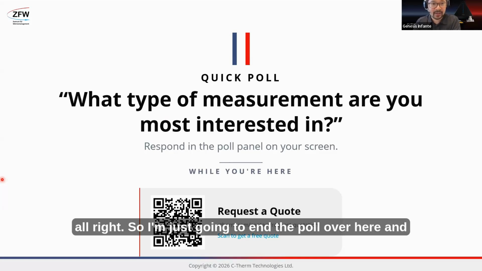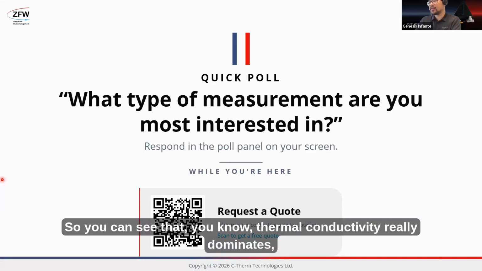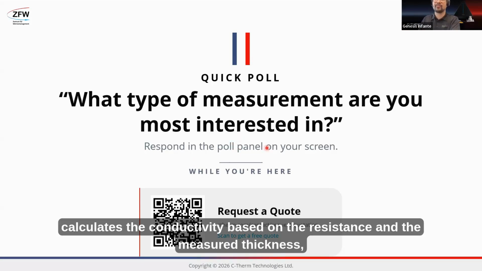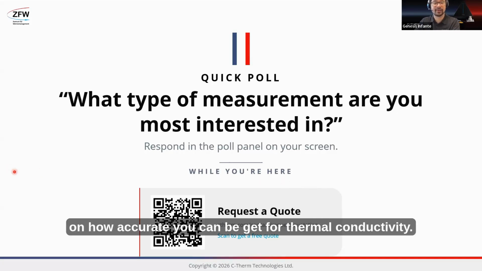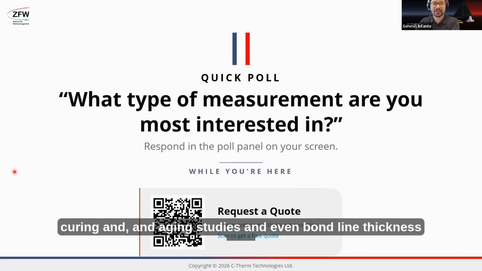All right, so I'm just going to end the poll over here and share the results. You can see that thermal conductivity really dominates what most people would like to see, and again the TIM tester calculates the conductivity based on the resistance and the measured thickness, and the accuracy of both measurements, resistance and thickness, has a direct impact on how accurate you can get for thermal conductivity. And you can see here, curing and aging studies and even bond line thickness are another thing most people would like to see.